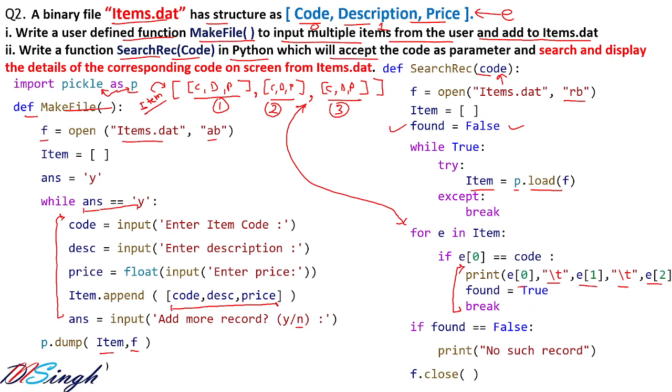So that's it about the second question, and that is the complete question for 5 marks, where one part of it is for 2.5 marks, and another part is also for 2.5 marks.